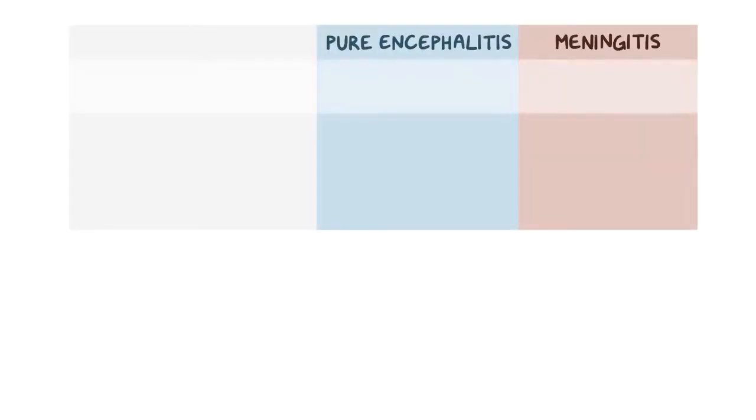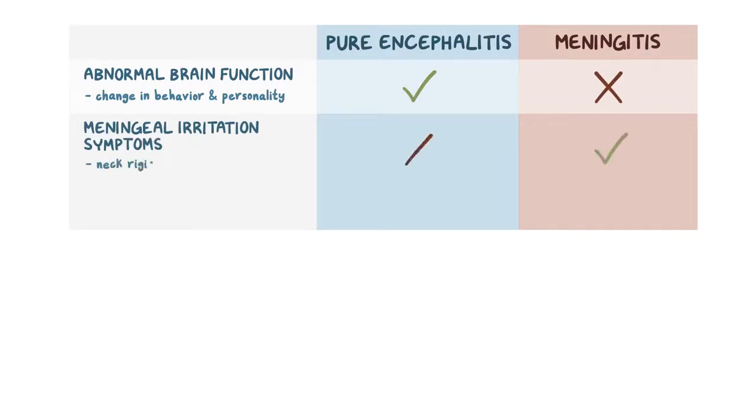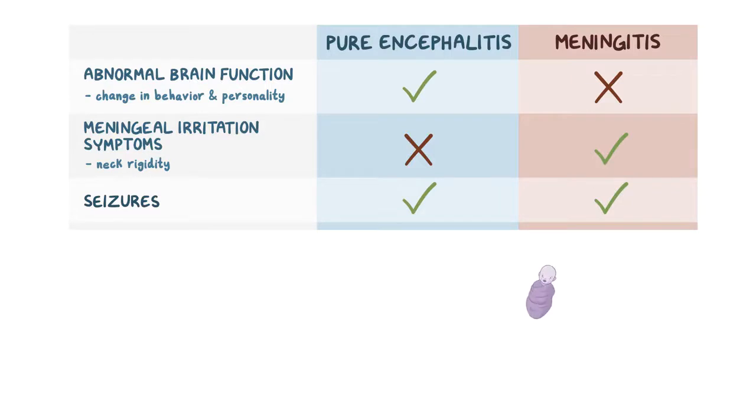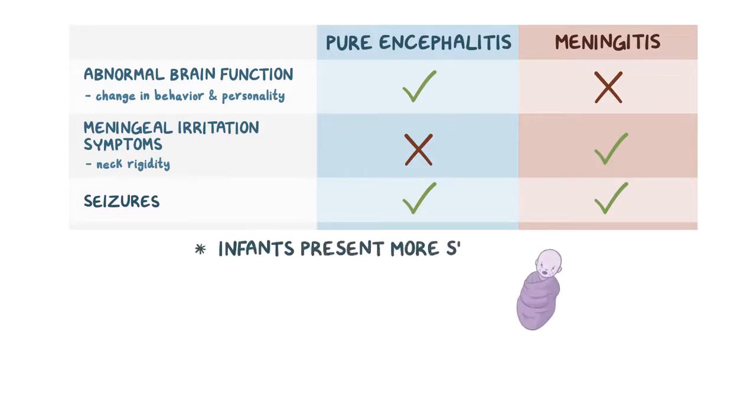What distinguishes pure encephalitis from meningitis is an abnormal brain function, like a change in behavior and personality, and the absence of meningeal irritation symptoms like neck rigidity. Seizures can occur in both meningitis and encephalitis, and both can eventually lead to an altered mental status and even a coma or death. Importantly, infants can present more subtly with irritability and poor feeding.